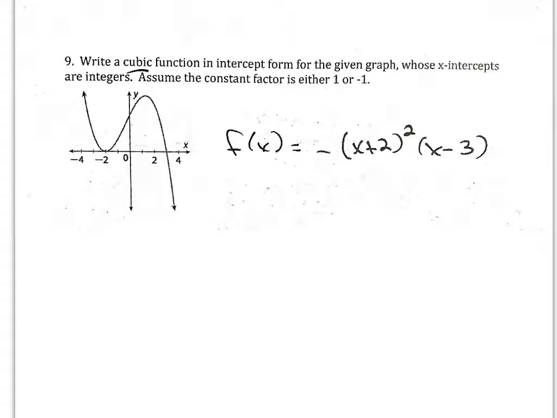Number 9, going backwards now. It tells you it's cubic, and you just want the equation. First of all, I know it's negative because it's going up left and down right. It's supposed to do the opposite, so I put a negative sign. It touches at -2, so I put my parentheses with a square. It actually passes through at 3, so I put an x - 3.